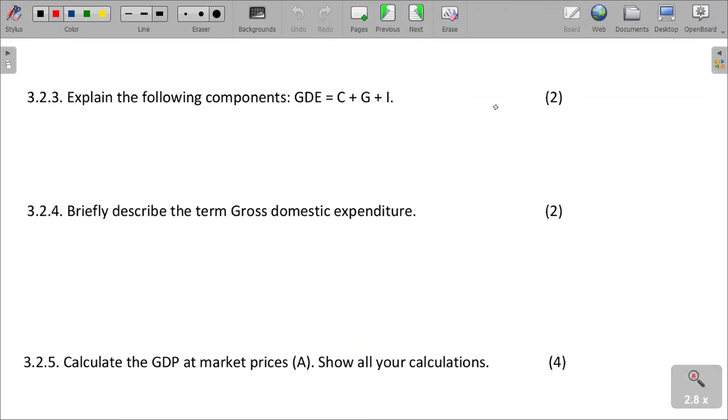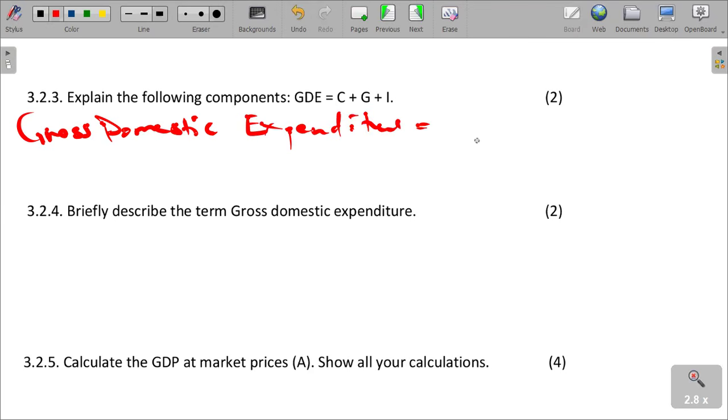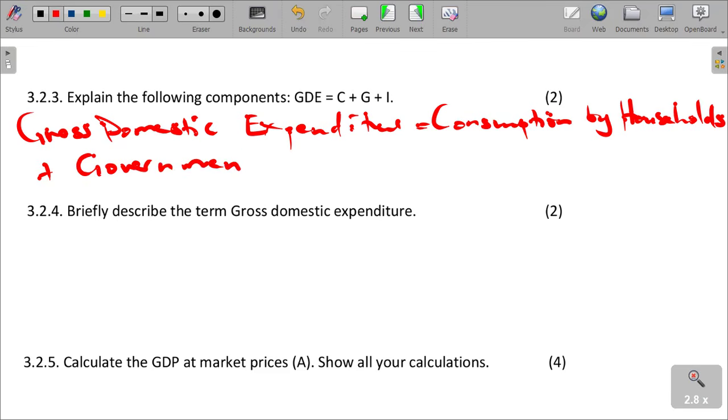The next question is saying explain the following components: GDP by the expenditure method is equal to C plus G plus I. So gross domestic expenditure is equal to consumption expenditure by households, plus government expenditure, plus investment.